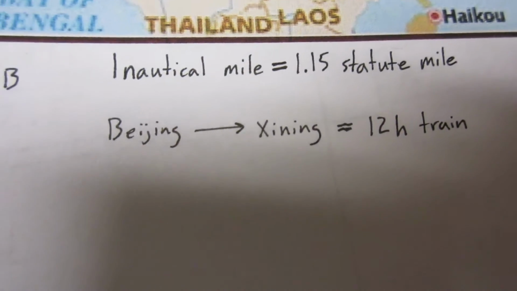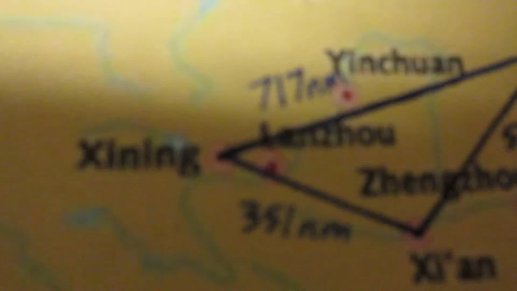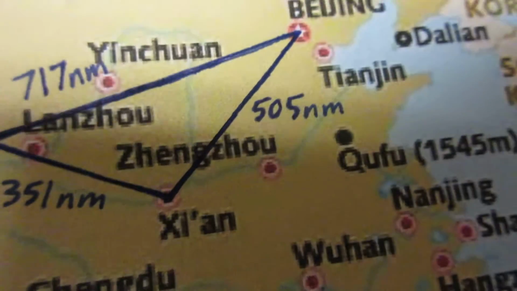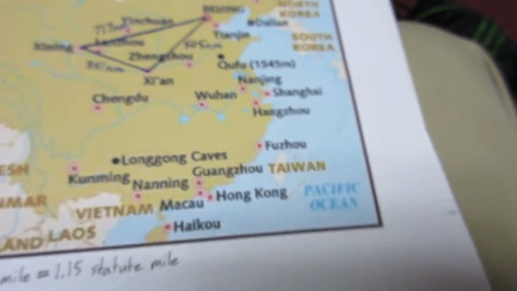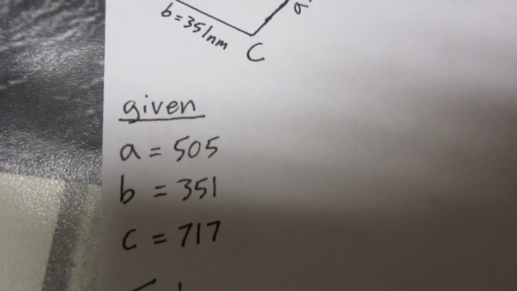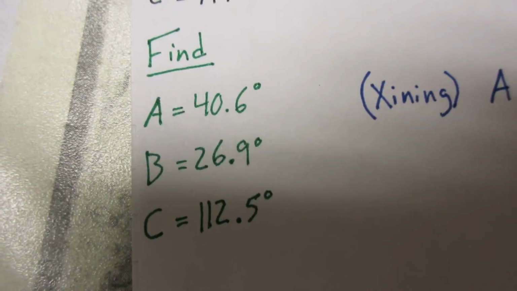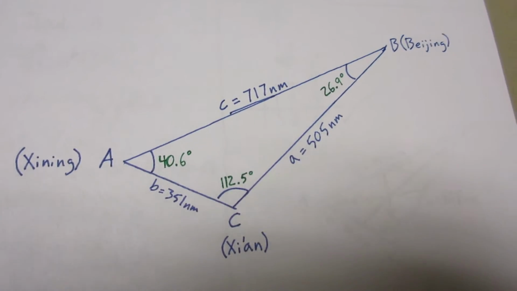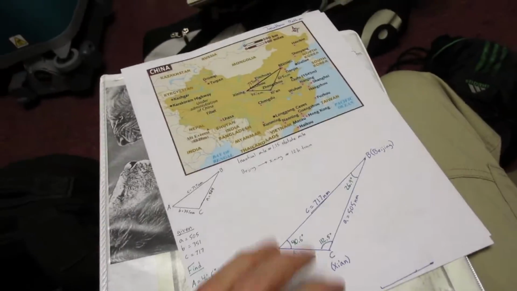Give you an idea. We went from Beijing up here to Xining. That was about a 12-hour overnight train ride, and then Xi'an back to Beijing was about a 9-hour train ride. Just to give you a little bit of a perspective, land perspective. I got these miles. These were my answers for A, B, and C in degrees, and that's my final graph, or my final drawing that I put right here.